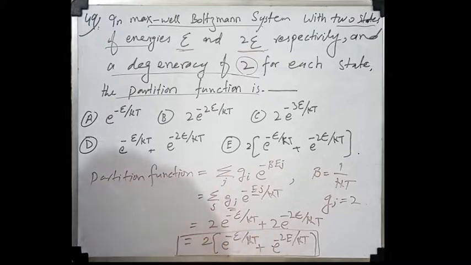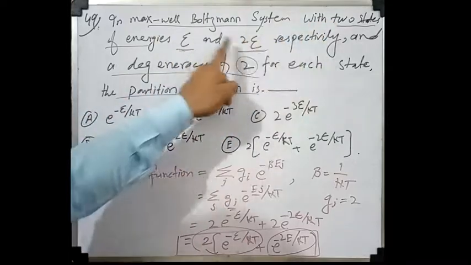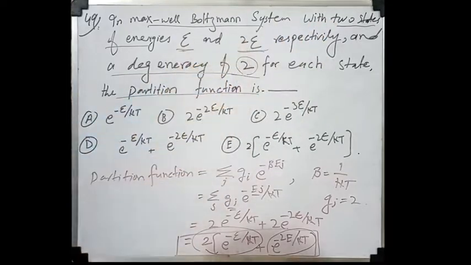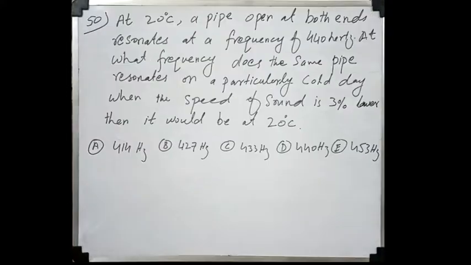So we take the common degeneracy 2 out from these two states. This is the partition function for state 1, and this is the partition function for the second state, having energy 2 epsilon or 2E. So the partition function for this Maxwell-Boltzmann system will be this. So this is right in option E. Option E is our right option.